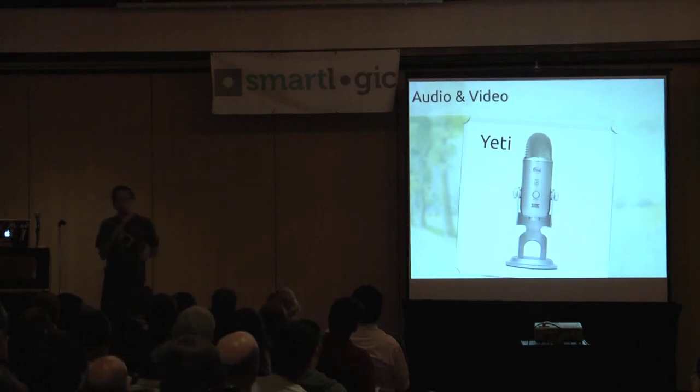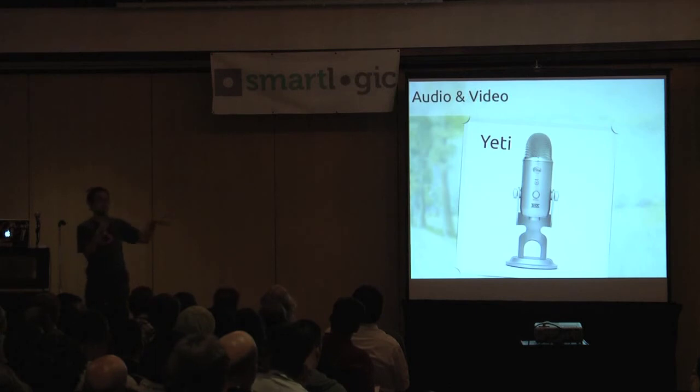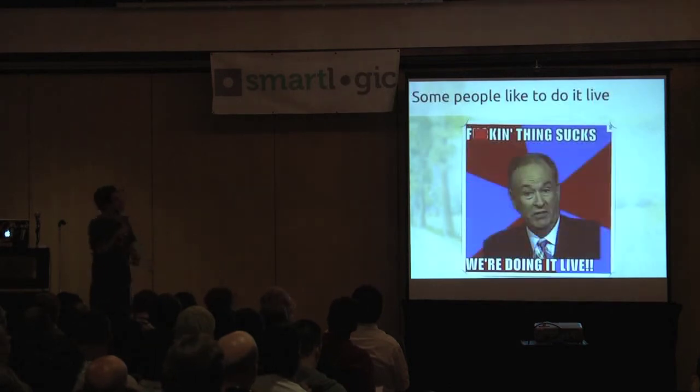Audio and video, really. If you want to improve the quality, the first thing you do is buy one of these USB microphones. The Yeti is really good. It comes with a lot of features. It's about $90 on Amazon, but it's the best USB microphone out there.